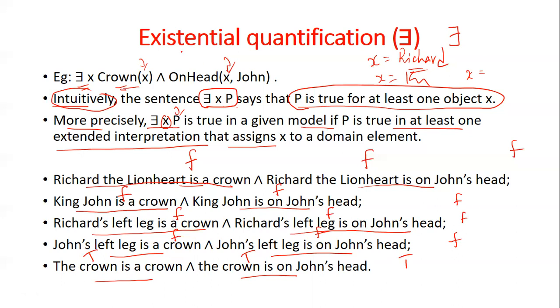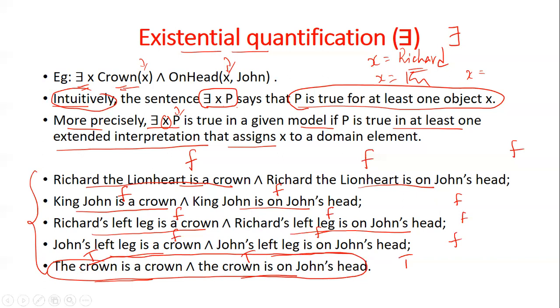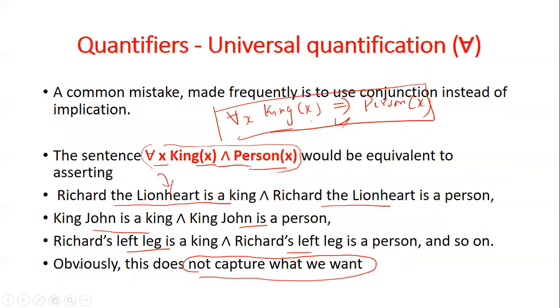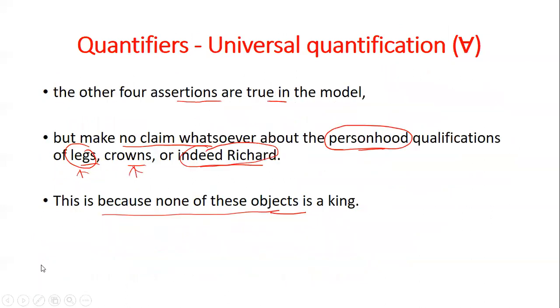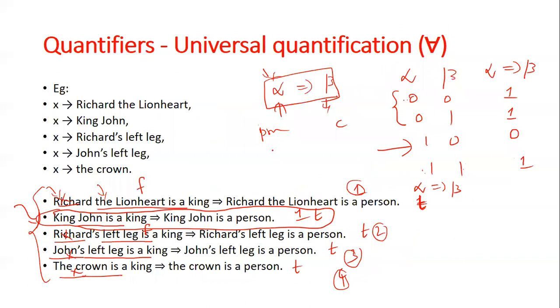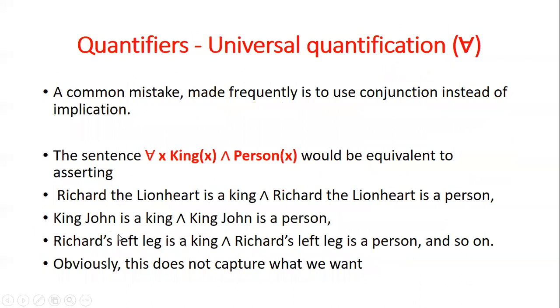So the existential quantifier basically says the statement is true in some model, in some interpretation. Out of all the five interpretations, it is true only in this one. So that's fine, we have satisfied our case for existential quantification. But when you use universal quantification, we use implication, and we have shown that it is true for all the cases. Hence we cannot use and. This is also one of the reasons why we cannot use and with universal quantification.